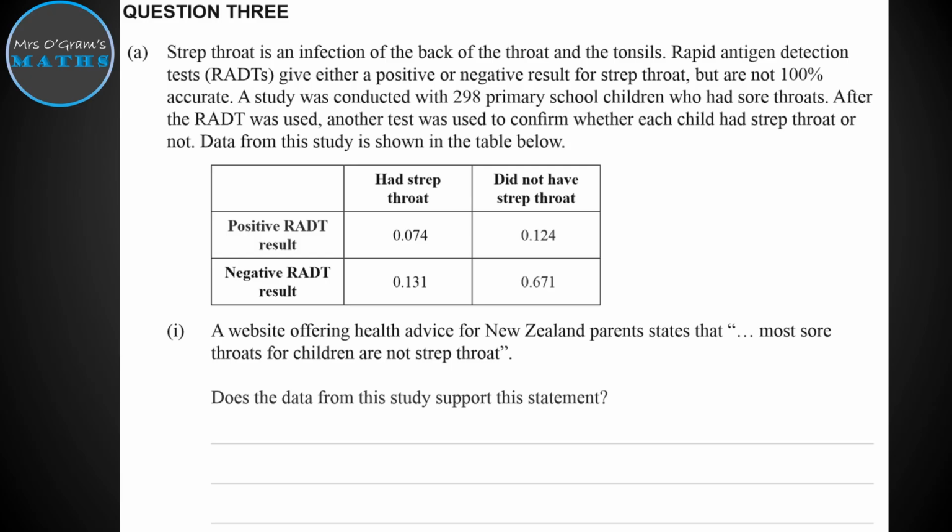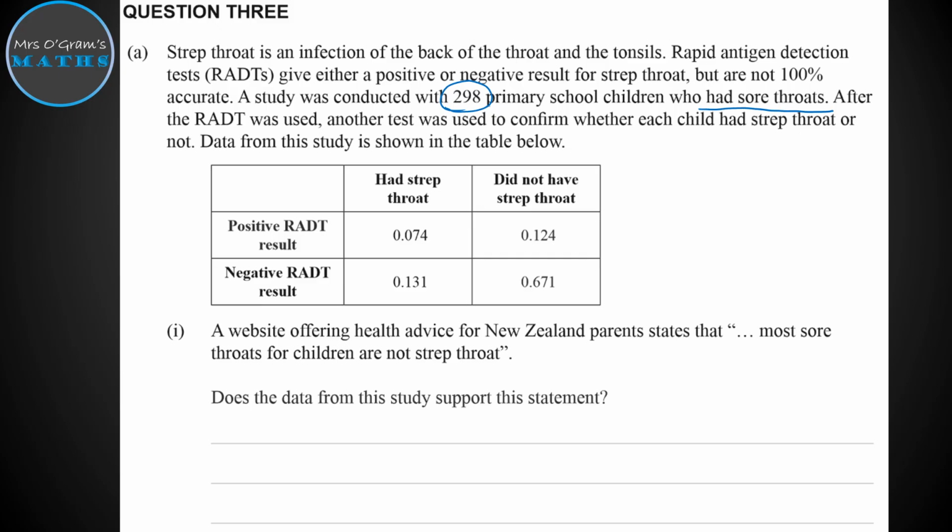Question 3 is about strep throat and the effectiveness of a particular kind of test and whether it produces positive or negative results. So part 1 is that we have 298 primary school children who have sore throats. And then we've got the results of whether they turned out to have strep throat or not, and whether the RADT test showed them positive or negative.